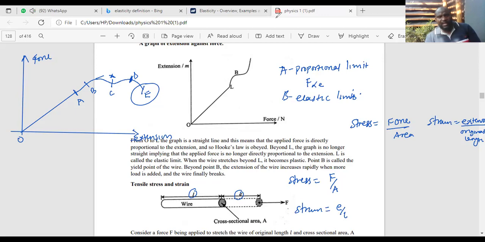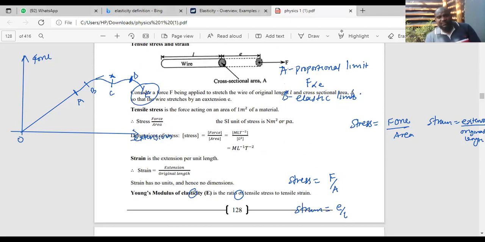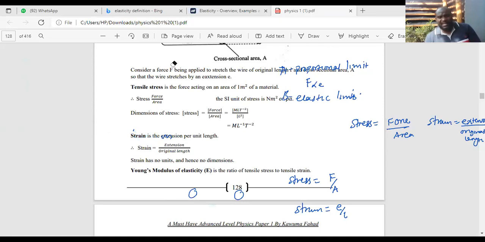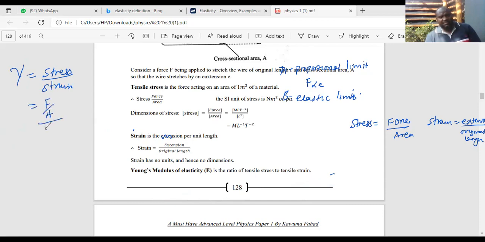Now with this, one can be positioned to get this formula right. And you can even deduce their SI units and dimensions. Furthermore, we have also what we call the Young's modulus. Most of these we have seen in all levels. Young's modulus is the ratio of tensile stress to tensile strain. Meaning, Young's modulus is normally Y. It's the same as stress out of strain, and it has the same units as stress because strain has no units. So this is the same as force out of area divided by extension out of original length. And it will give us force times length out of A times E, which is the extension.